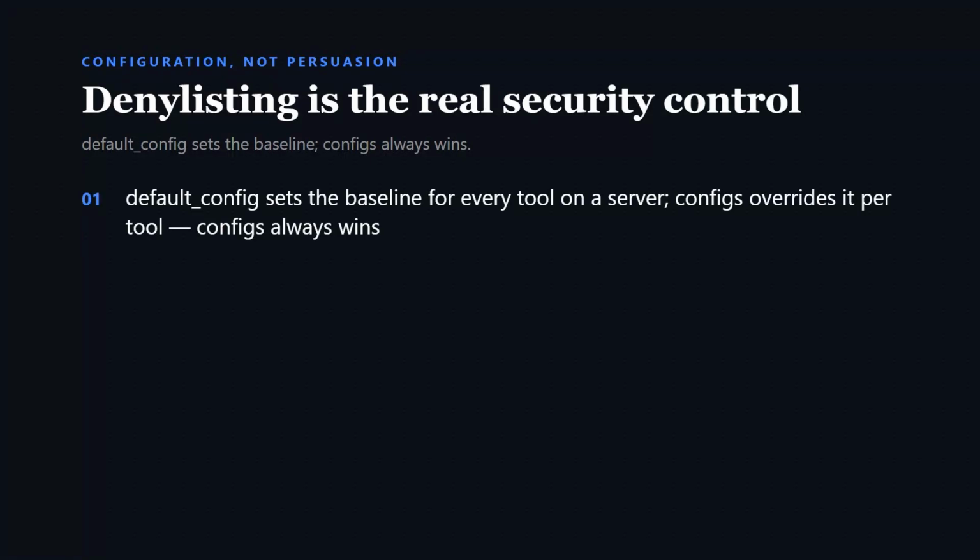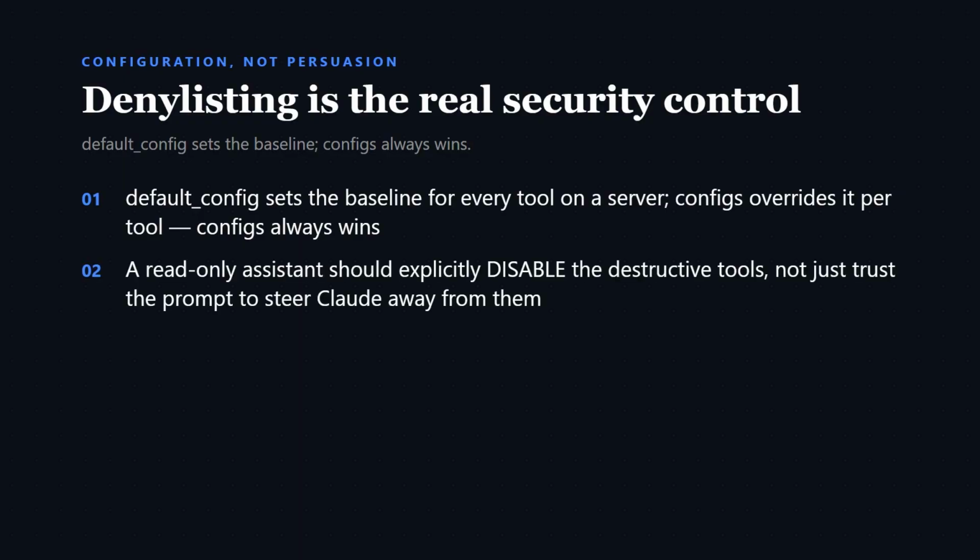default_config sets a baseline across every tool on that server, and configs overrides it per tool, with configs always winning. The practical security move is denylisting write operations explicitly. A read-only calendar assistant should disable delete_all_events and share_calendar_publicly outright, not trust a system prompt to keep Claude away from them.